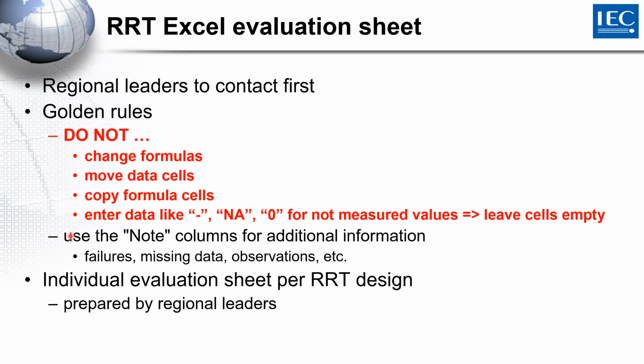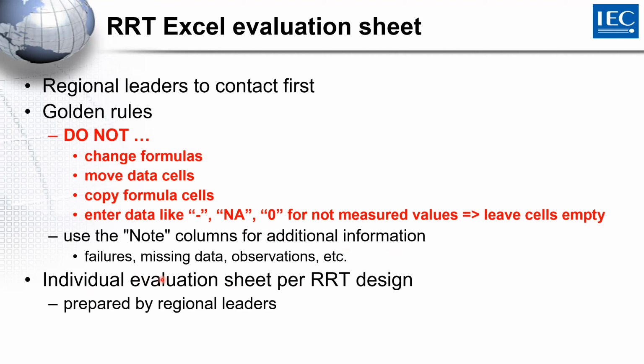There is always a column called Note where you can fill in your comments or observations or anything that is interesting for those who are evaluating the sheet, so that they understand what happened. So maybe if a measurement unit fails and there are missing values for power consumption, then write it in the note cell. Don't put a dash or a 0 in the consumption value cells, because that will influence the evaluation.